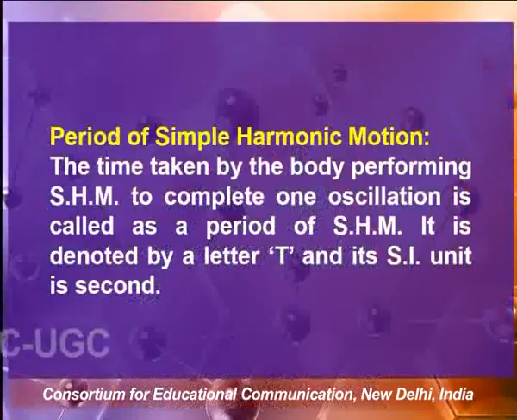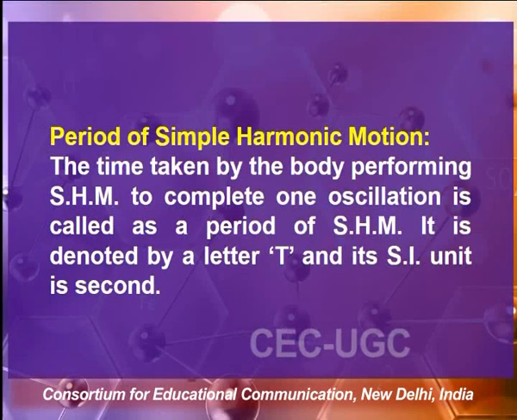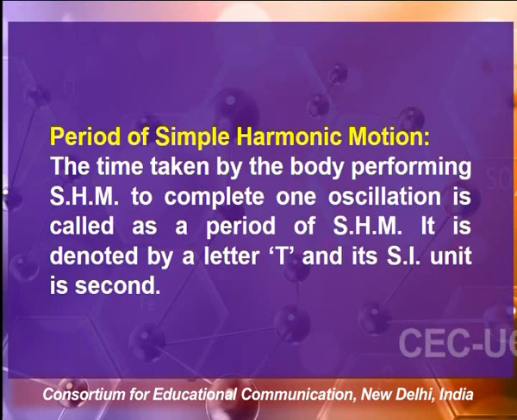Now we'll talk about the period of simple harmonic motion. This is also a famous terminology in simple harmonic oscillations. It is sometimes called time period also. They both are the same. The time taken by the body performing simple harmonic motion to complete one oscillation is called the period of simple harmonic motion, and it is denoted by the letter capital T, and its SI unit is second.